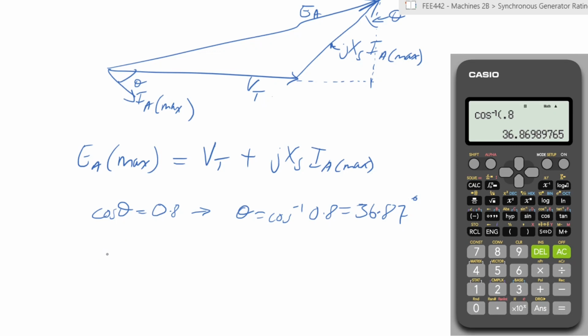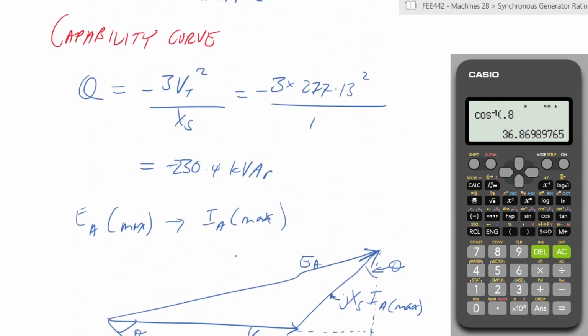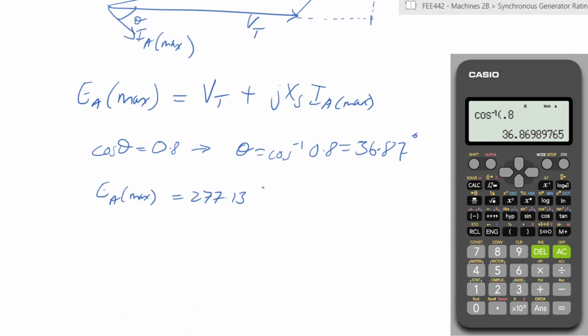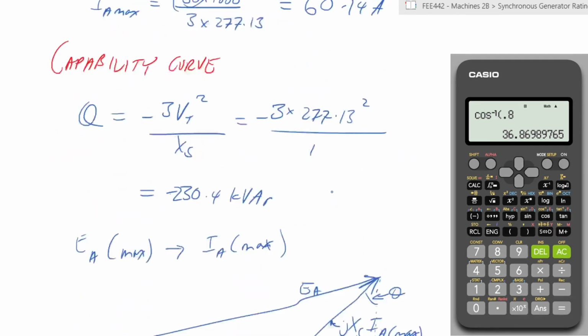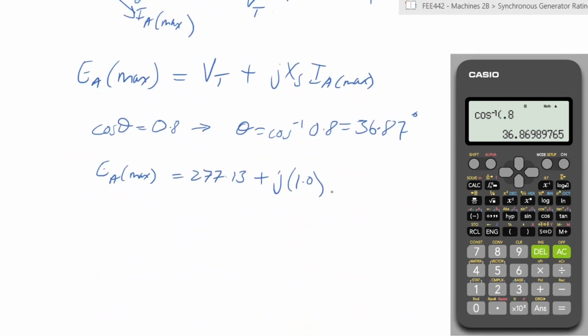So what we then end up with is EA at maximum will be VT, which is 277.13, which we already calculated, plus jXS, where XS was 1.0 ohms, that is the synchronous reactance, times IA, which is 60.14 amps.